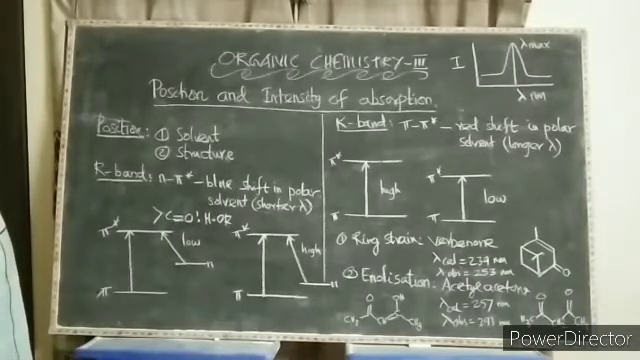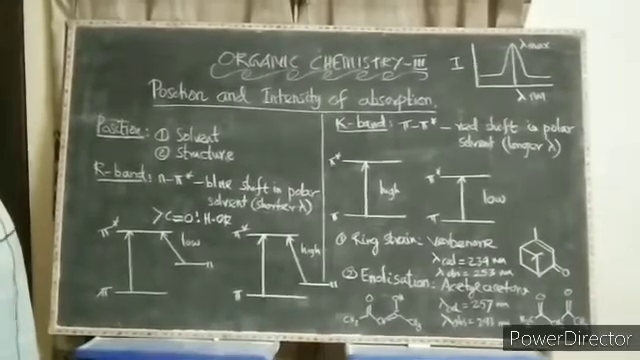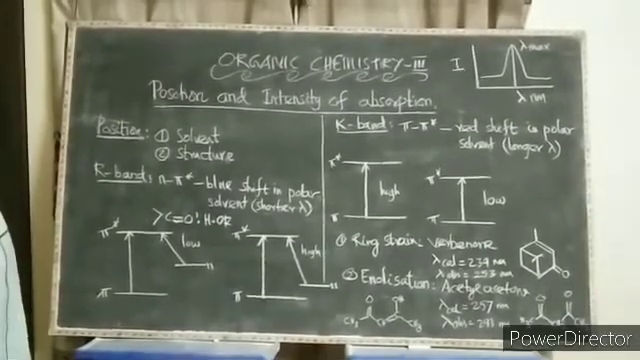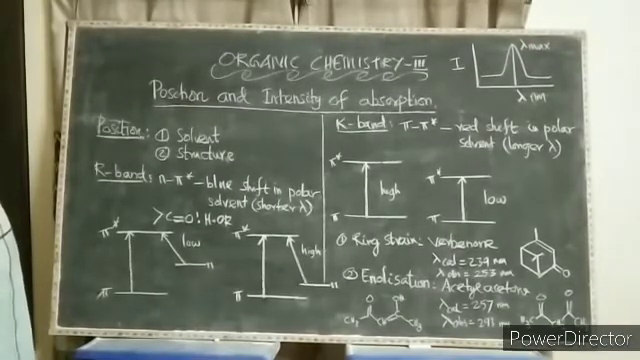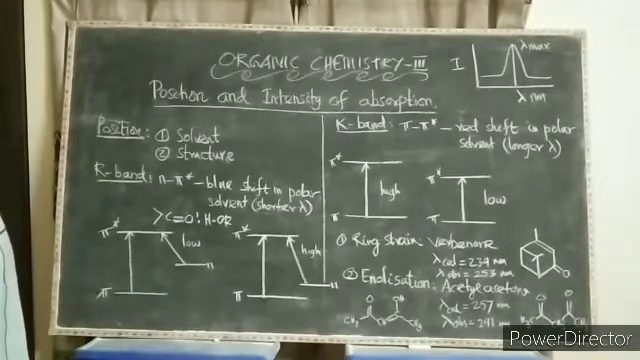These bands are the most useful transitions, because they are accessible by the instrument, that is, in the range that we scan from 200 nanometer to 800 nanometer. Now, these two transitions are adversely affected by the nature of the solvent.